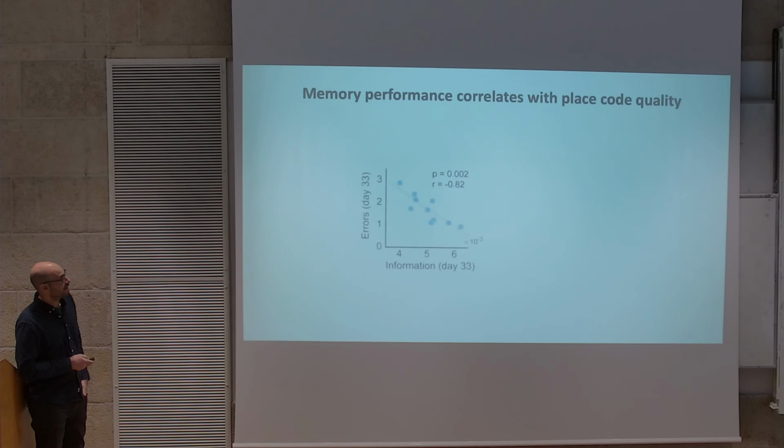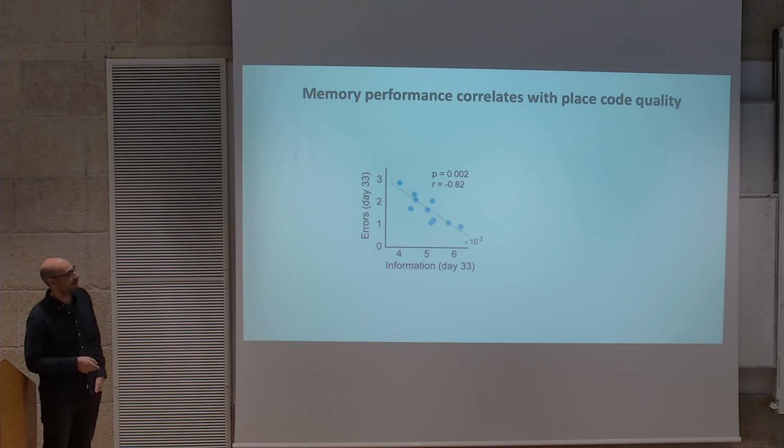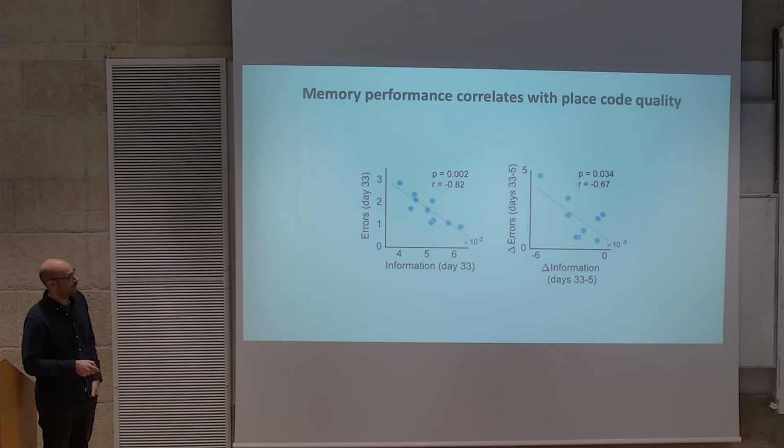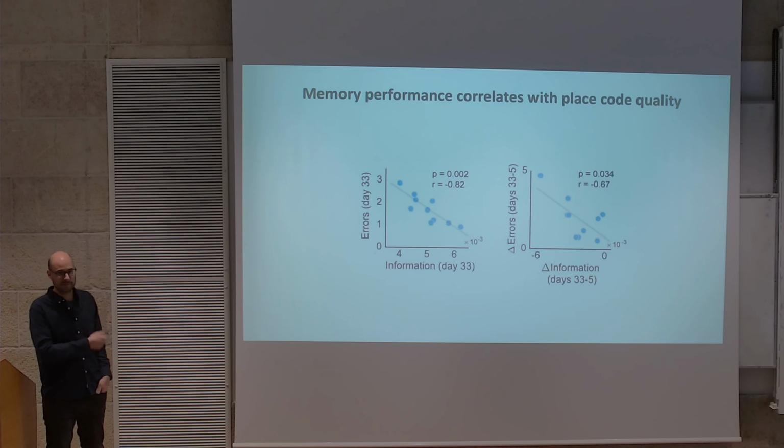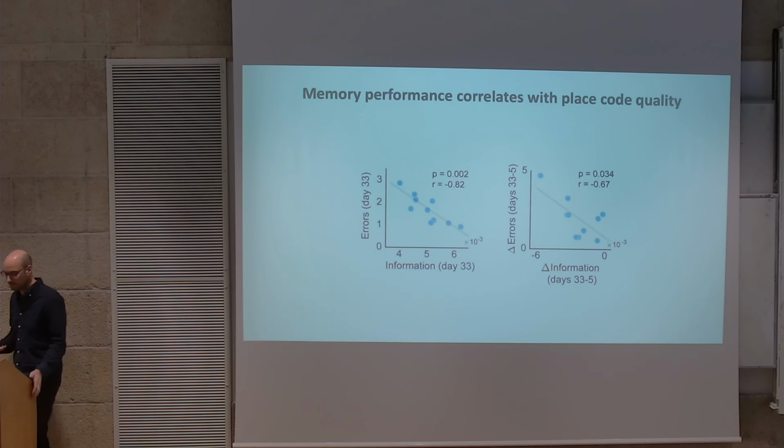And also in our data, we see that even during remote recall, there is a correlation between the amount of information and memory performance, or between the change in the amount of information and the change in memory performance between the last day of learning and recall, suggesting that even after a month, memory performance correlates with place code quality.